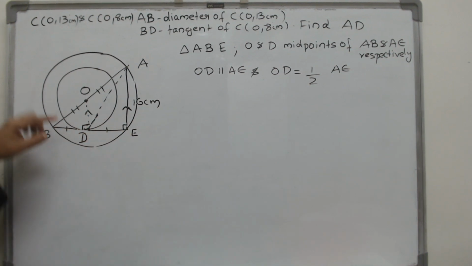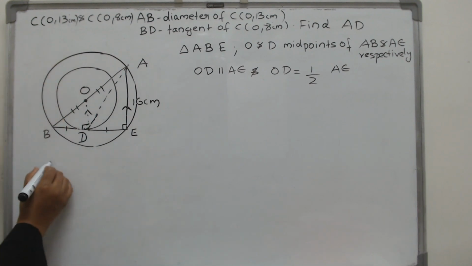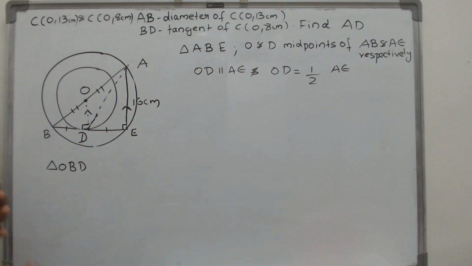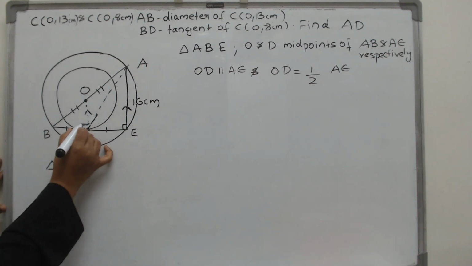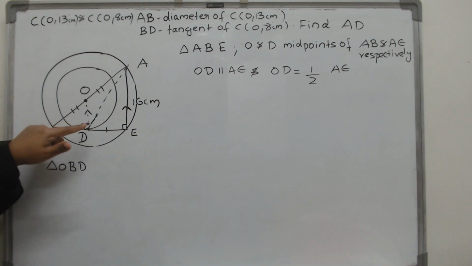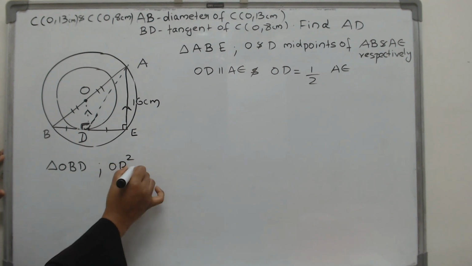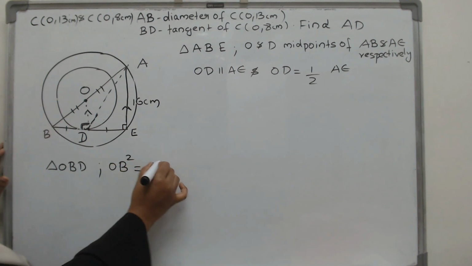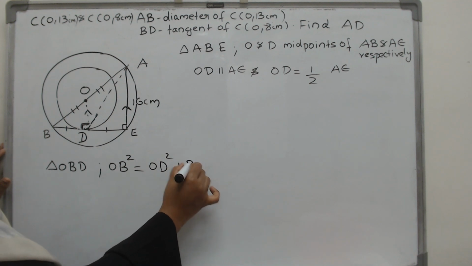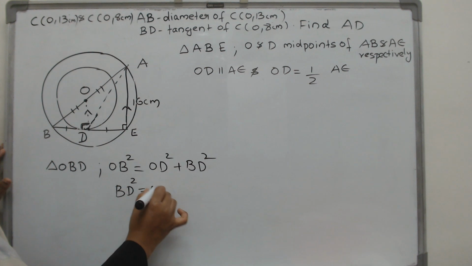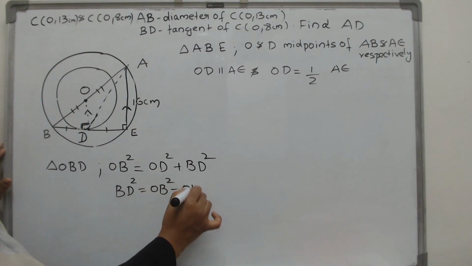And how do we find that? Look at the small triangle, triangle OBD. What is it again? A right triangle. Here you see a right triangle. What is its hypotenuse? The side opposite to the right angle, which is what? OB. OB square is its hypotenuse. So OB square is OD square plus BD square. That means what? BD square is equal to what? OB square minus OD square.